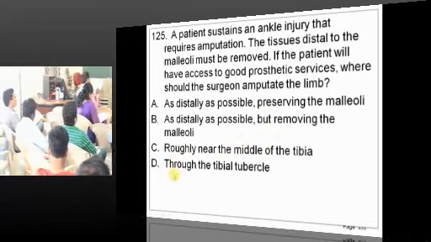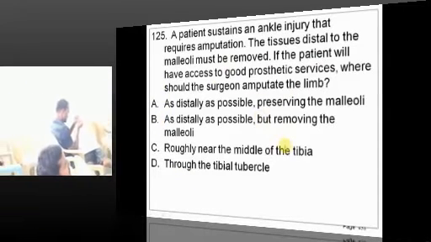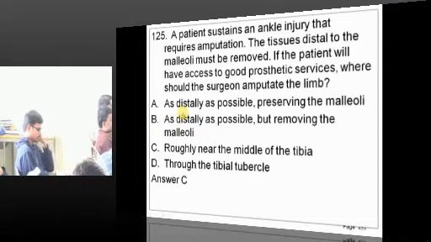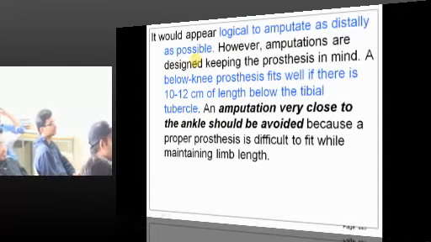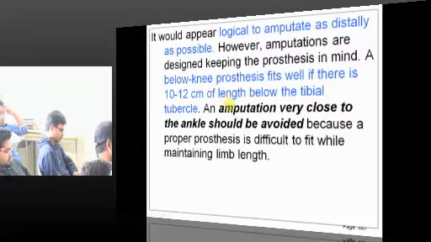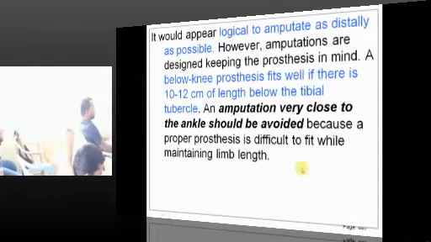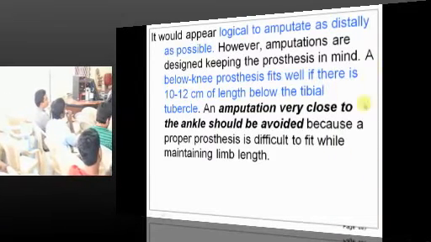A patient has got an ankle injury that requires amputation. So what is your answer? A, that's right. Yeah. C. A you said? No, the point is, generally it is good to amputate as distally as possible. But if you are planning for a prosthesis, a below-knee prosthesis fits better than an ankle level prosthesis. That's the reason we amputate until below the knee and then put the prosthesis, rather than amputating at the level of the ankle.